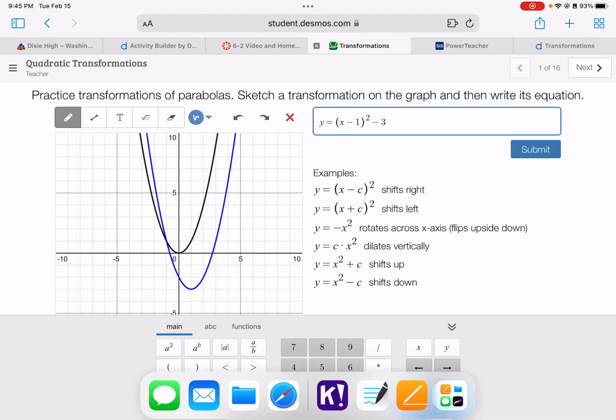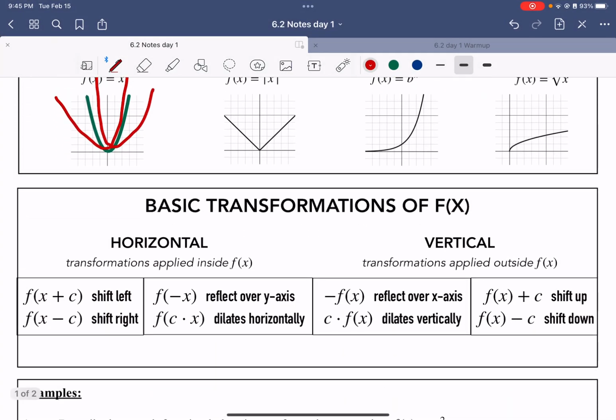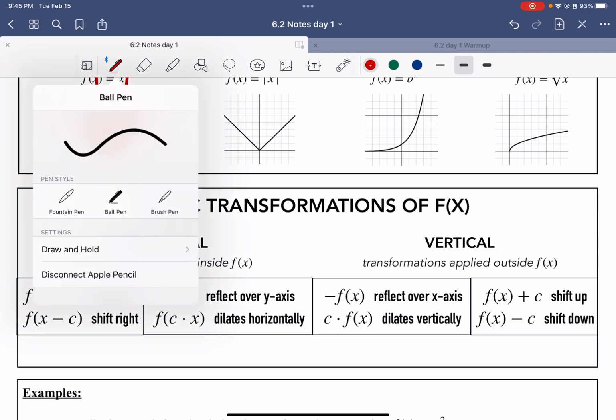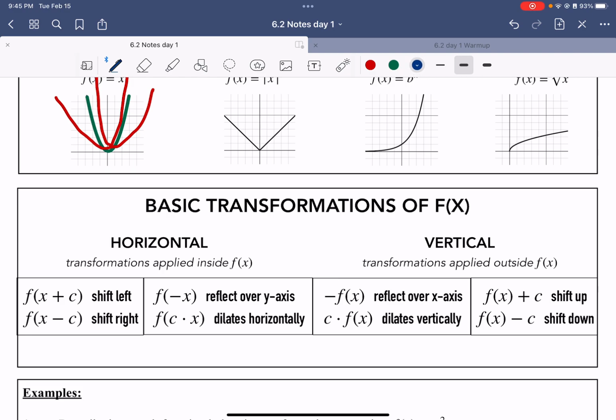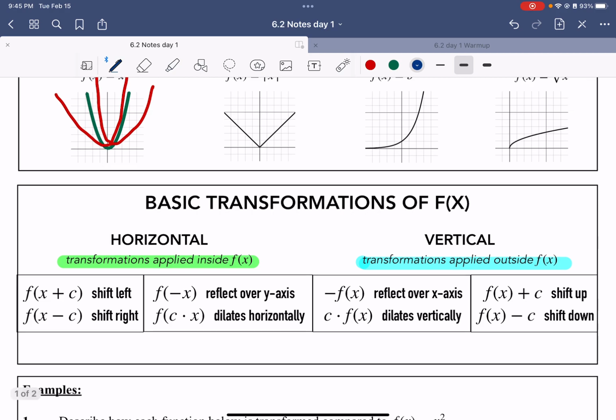Let's go back to the notes though. And on the notes, I have a reference guide that lists all the transformations too. And I just want to talk a little bit about how this guide is organized, because you can use this guide as a reference. First of all, some of the transformations are applied inside of f of x, and some of them are applied outside of f of x.